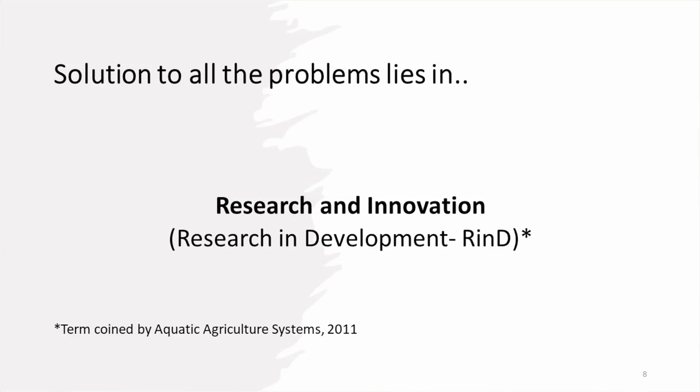And what is the solution to all these problems? The solution to all these problems lies in research and innovation. Now, when I say research and innovation, I mean that we need to work on the problems so that the problems can be addressed. There is a term coined by Aquatic Agriculture Systems in 2011. They say the solution to all these problems is research in development. They say that in order to have development of the community done, in order to reach the parameters of economic welfare, one needs to talk about research in these activities.